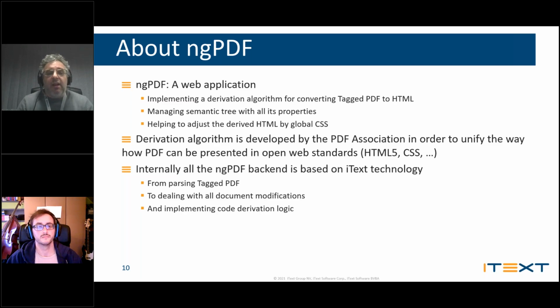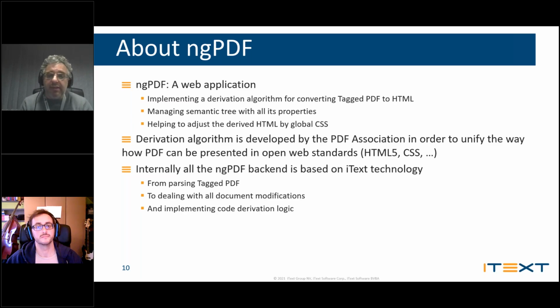This is a demo application. It implements an algorithm for converting so-called tagged PDFs into HTML, as well as managing all kinds of properties of the semantic tree in a given PDF document. This algorithm was developed by PDF Association, and the primary goal is to unify the way PDF is represented in open web standards, primarily HTML5 and CSS. Internally, ngPDF is based on iText technology, so everything inside, like a core backend, is all implemented on the iText framework, iText library, iText PDF SDK.